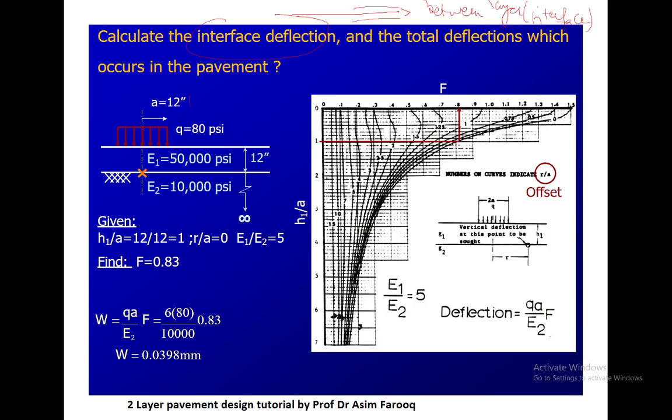So we go with E1 by E2, which is equal to 5. We consider the value of 5 from all those lines, and then we consider the offset r by a exactly equal to 0, and we consider h1 by a, which is exactly on your left side. From here we intersect all those points, which gives almost 0.80, or 0.83, or 84, or 85. We put that value in and we get our deflection at the interface level.